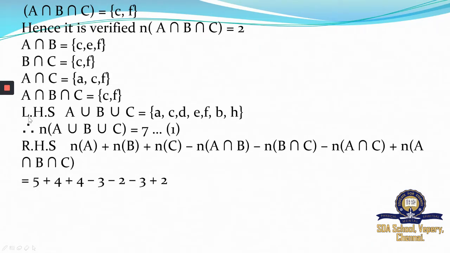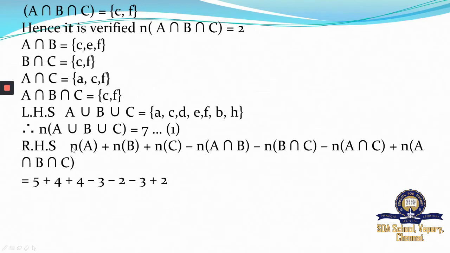Now, let's get back to the question. What does the question say? We have to prove LHS is equal to RHS. Now, let us simply take LHS. What is it? A union B union C, which means we have to write all the elements of A, B, and C, but without any repetition. We have written it down. Next, we have to find the cardinality of it, so we count the number of elements. There are 7 in number. Now let us mark this as equation 1.